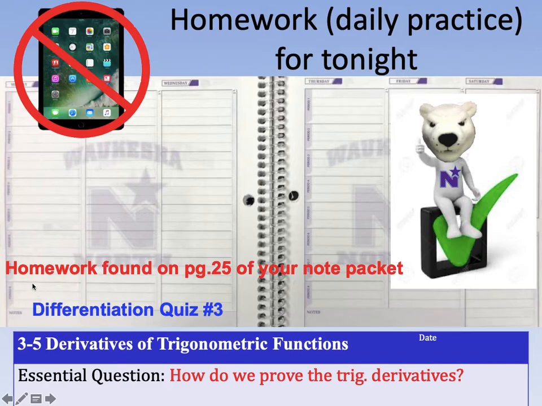Before we get started, just take a second to open your agenda and note that for tonight's homework, it's found on page 25 of your note packet, and tonight's homework is differentiation quiz number 3, which I think you'll be able to start before the end of the class today.